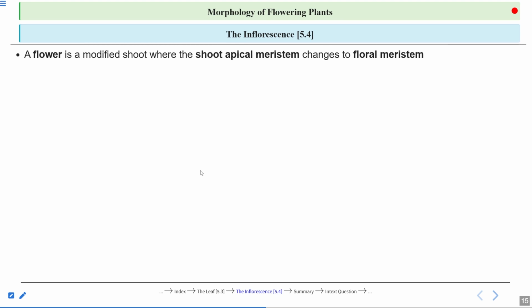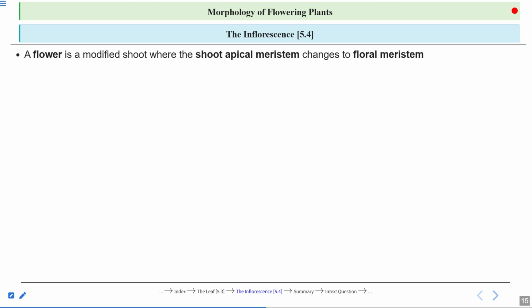Now let's talk about the inflorescence. So first of all, what is inflorescence? A simple definition of inflorescence is a collection of flowers, or you can also say a cluster of flowers. Now flower, as we know, is a reproductive organ. So these flowers develop in the reproductive phase.